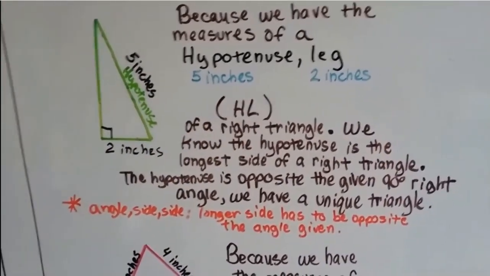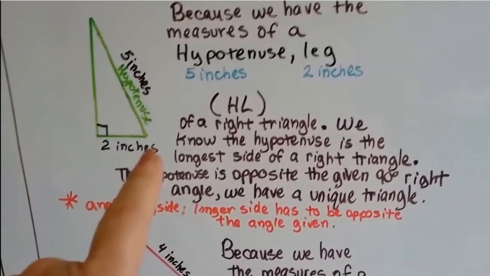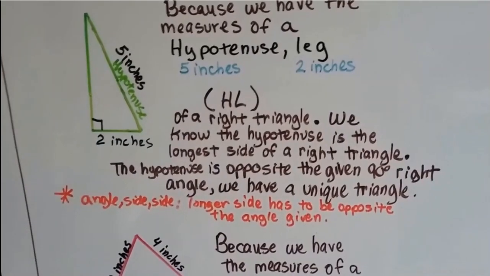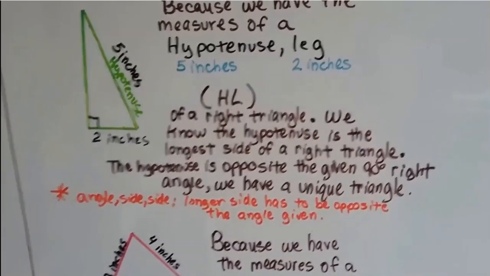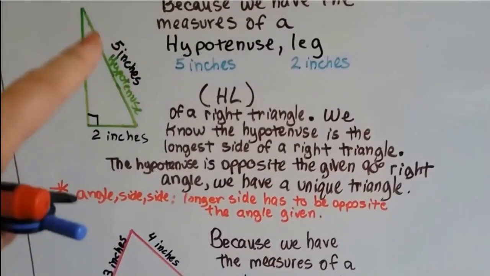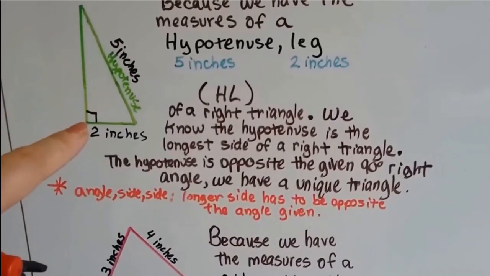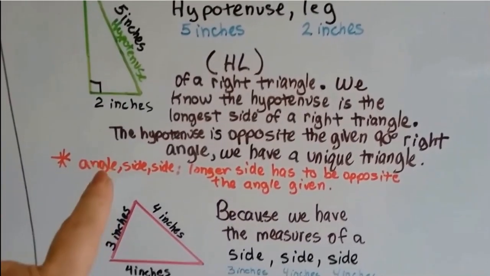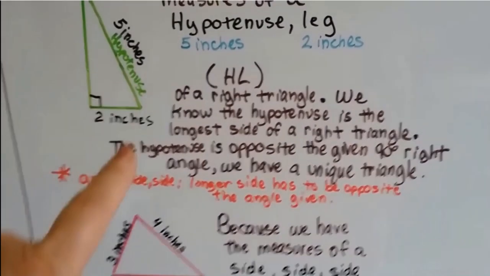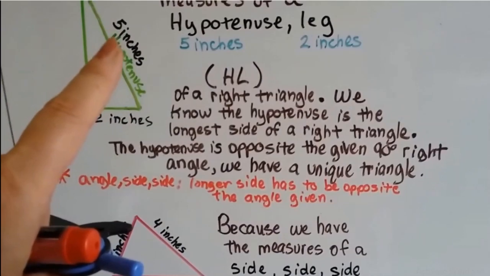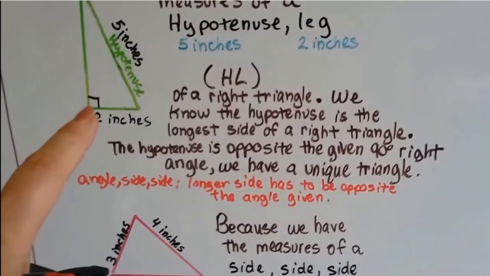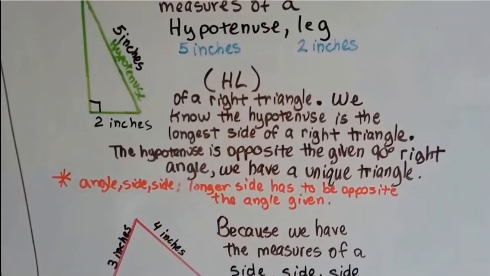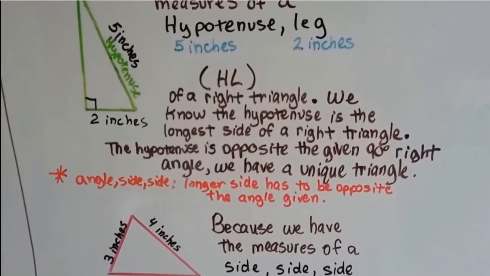Because we have the measures of a hypotenuse, 5 inches, and a leg, 2 inches, of a right triangle, we know the hypotenuse is the longest side of a right triangle, and this hypotenuse is opposite the given 90-degree right angle, so we have a unique triangle. This is like angle side side, but the longer side, the hypotenuse, has to be opposite the given angle, the 90 degrees. So it works with a right triangle. We call it HL. We don't want to call it ASS, do we?